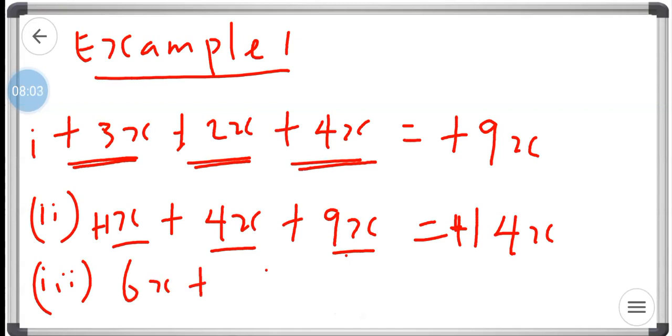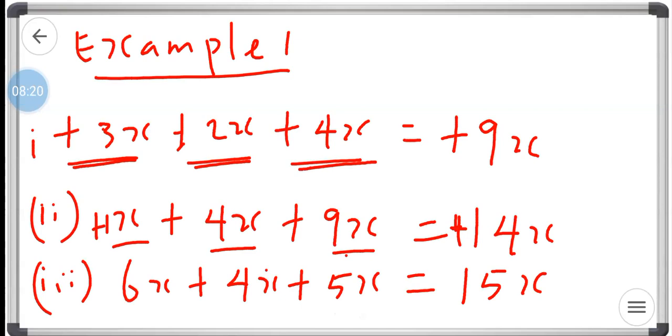6x plus 4x plus 5x. 6x plus 4x is 10x. 10x plus 5x is 15x. And what's the sign? Addition. That's the sign. This is just the example that we've been able to solve under rules of sign for addition under basic algebra. Don't forget that this topic is basic algebra.